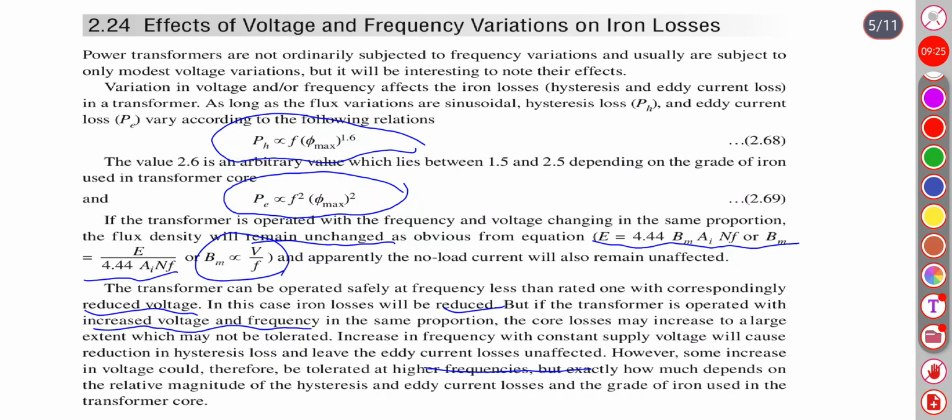However, some increase in voltage could therefore be tolerated at higher frequencies, but exactly how much depends on the relative magnitude of hysteresis and eddy current losses and the grade of the iron used in the transformer core.